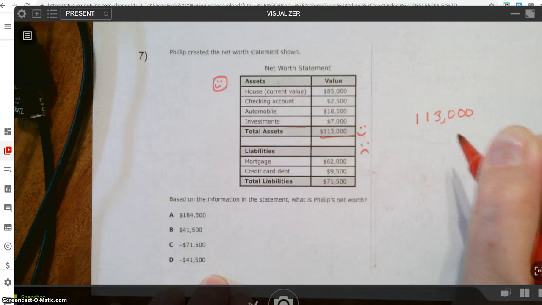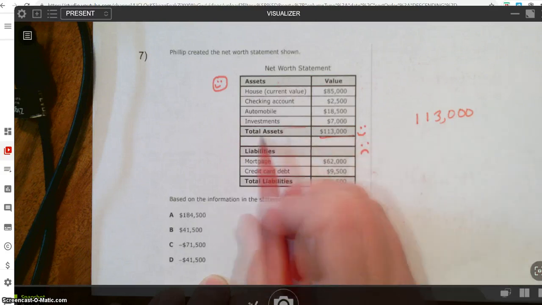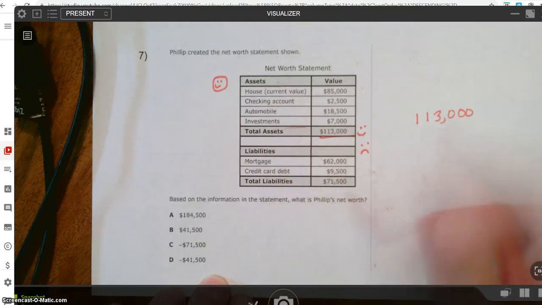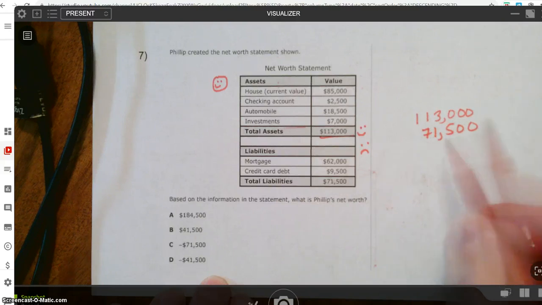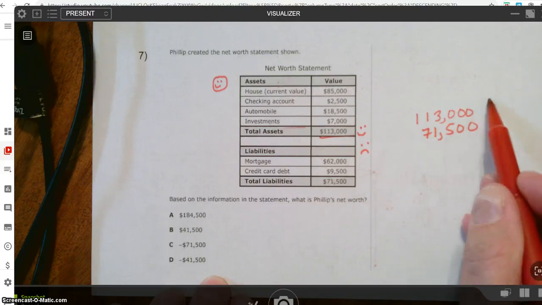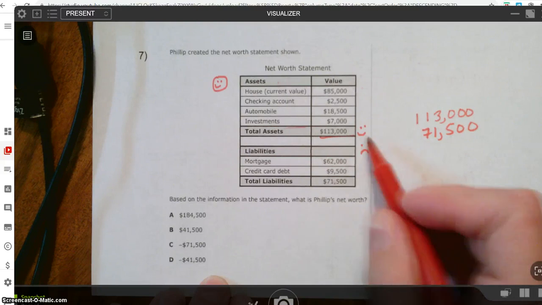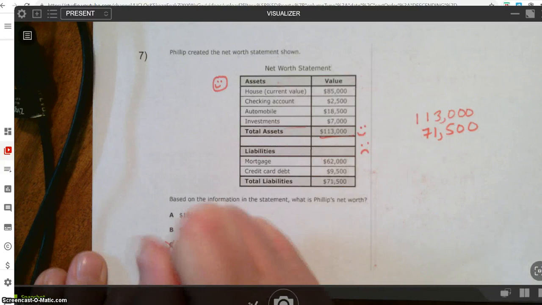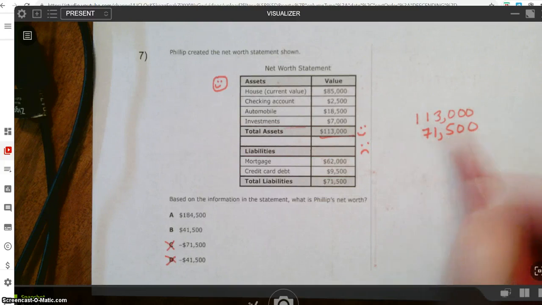The liabilities, I don't know if I said liabilities, the assets, I may have said that wrong. The assets are $113,000, okay? The liabilities are $71,500. So we have more assets than we do liabilities. So that means, guys, our net worth is going to be positive. I have more good than bad. So I'm going to get rid of the two negative answers because I know this is going to be positive. My happy face, I have more of those than the bad.